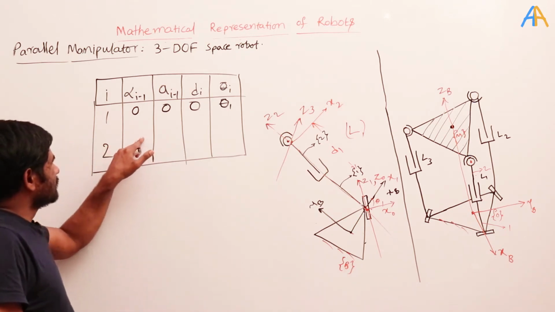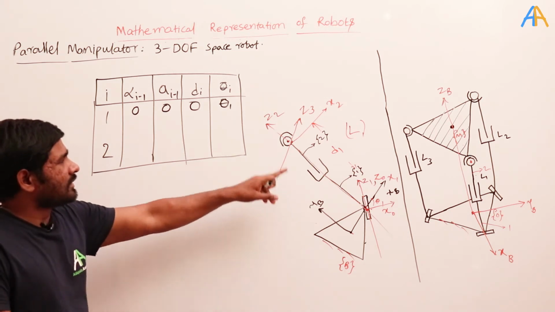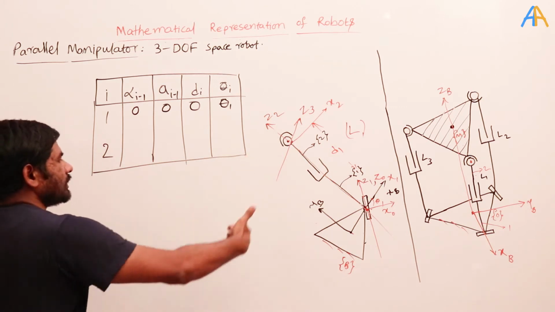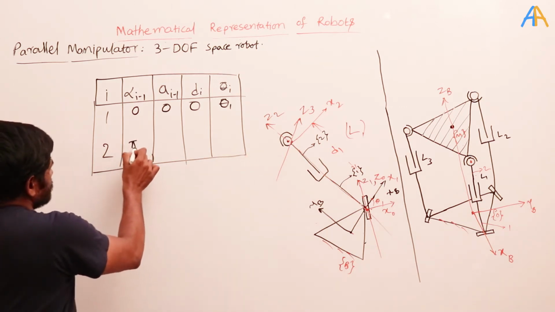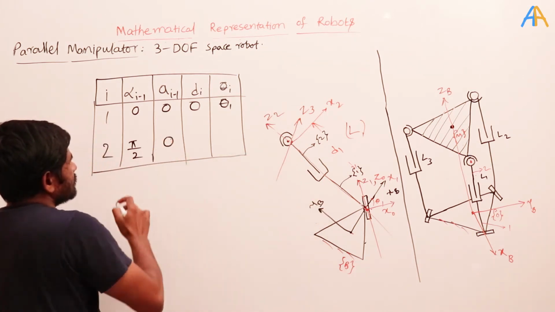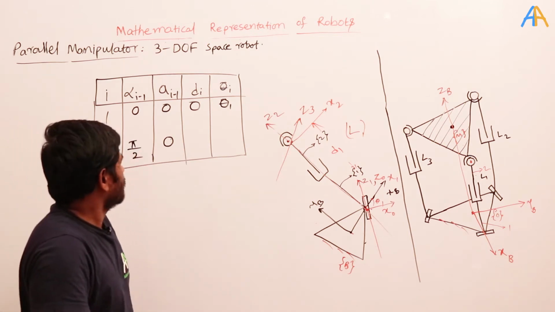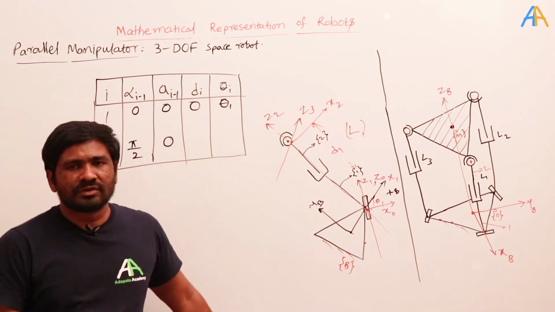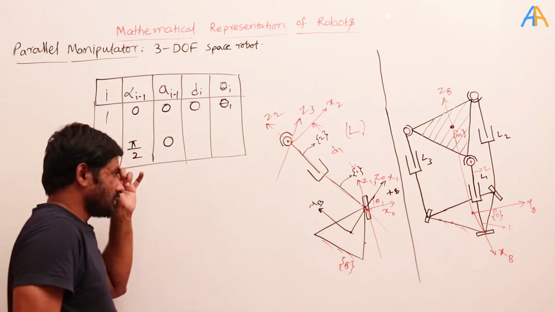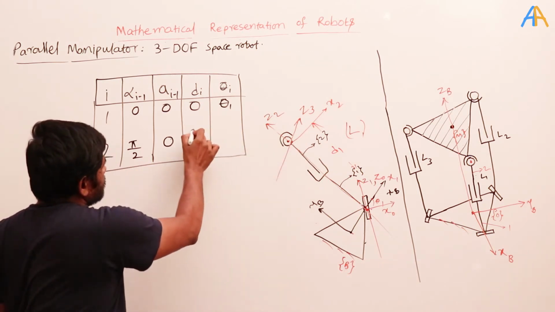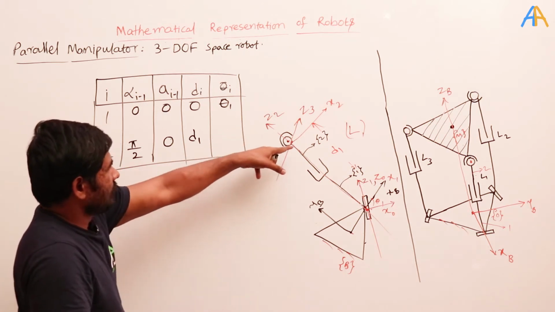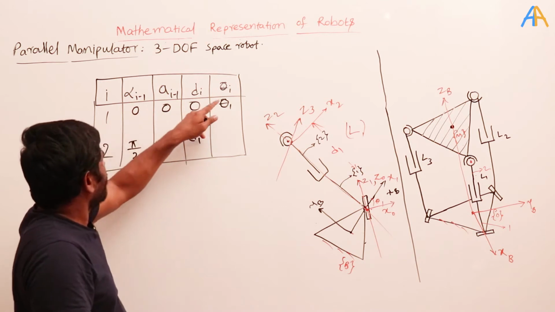So the angle between Z1 and Z2 is pi by 2, and when I am going from Z1 to Z2, it is showing the right direction of x1. So here it is a positive pi by 2, and these two, Z1 and Z2, are intersecting, so the distance between these two is 0. And here d i in the case of 2 is the distance between x1 and x2, and the distance between x1 and x2 is nothing but d1.